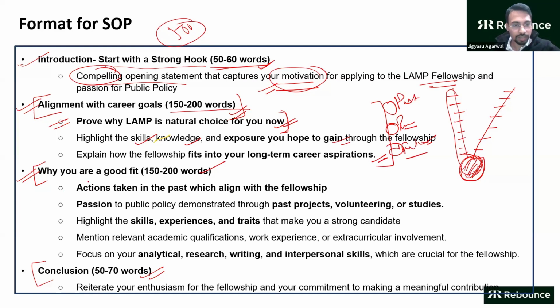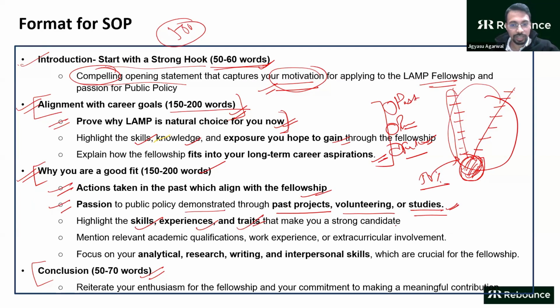Then why you are a great fit for this role. Actions taken in the past, which again align with the fellowship. So ultimately, the story which you will talk about, this story will by itself justify 50-60% of the task. Here, you have to showcase your passion towards public policy, demonstrated through either past projects you did, some volunteership which you did, or your educational background in all those studies. Highlight skills, experiences, and traits that make you a strong candidate for this specific role. Mention relevant academic qualifications, work experience, or extracurricular involvement. Now, if you are a fresher, you may not have a lot of work experience. You can certainly talk a lot about your extracurricular involvement.